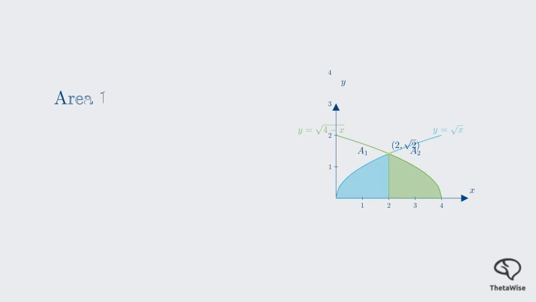Area 1 is the integral from 0 to 2 of x to the 1/2 dx. The antiderivative is x to the 3/2 divided by 3/2.